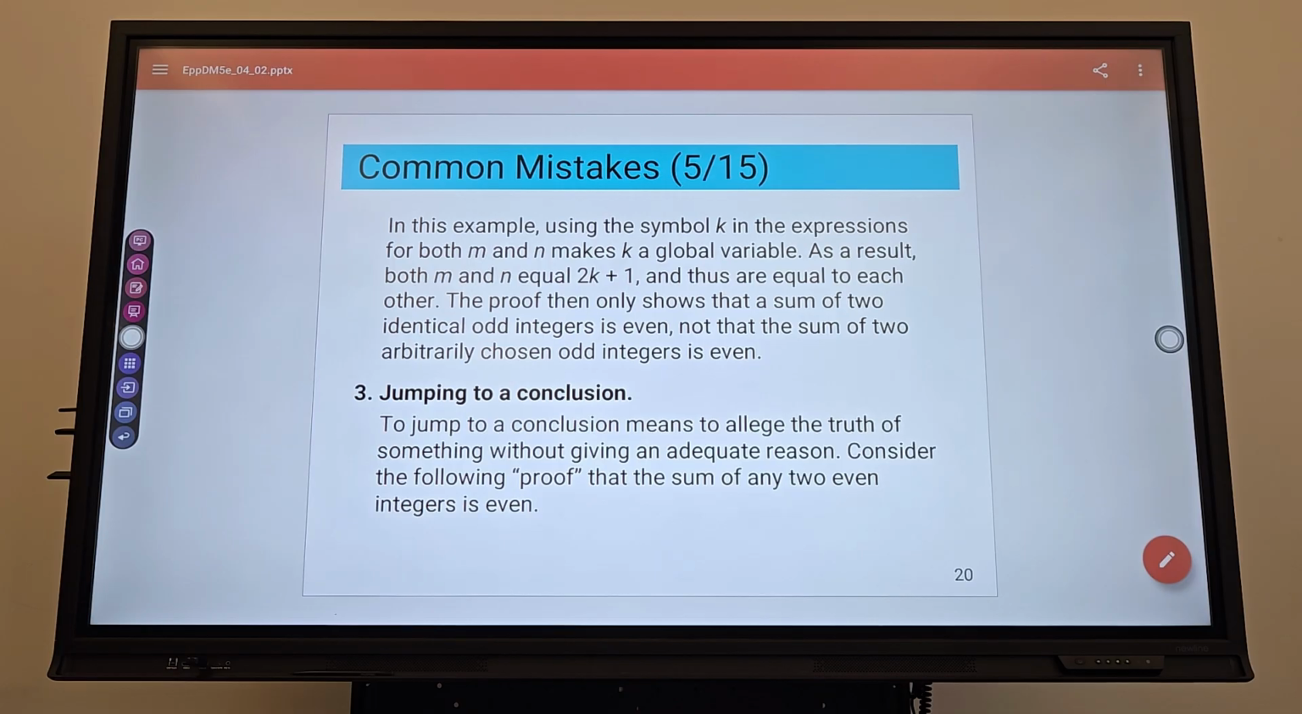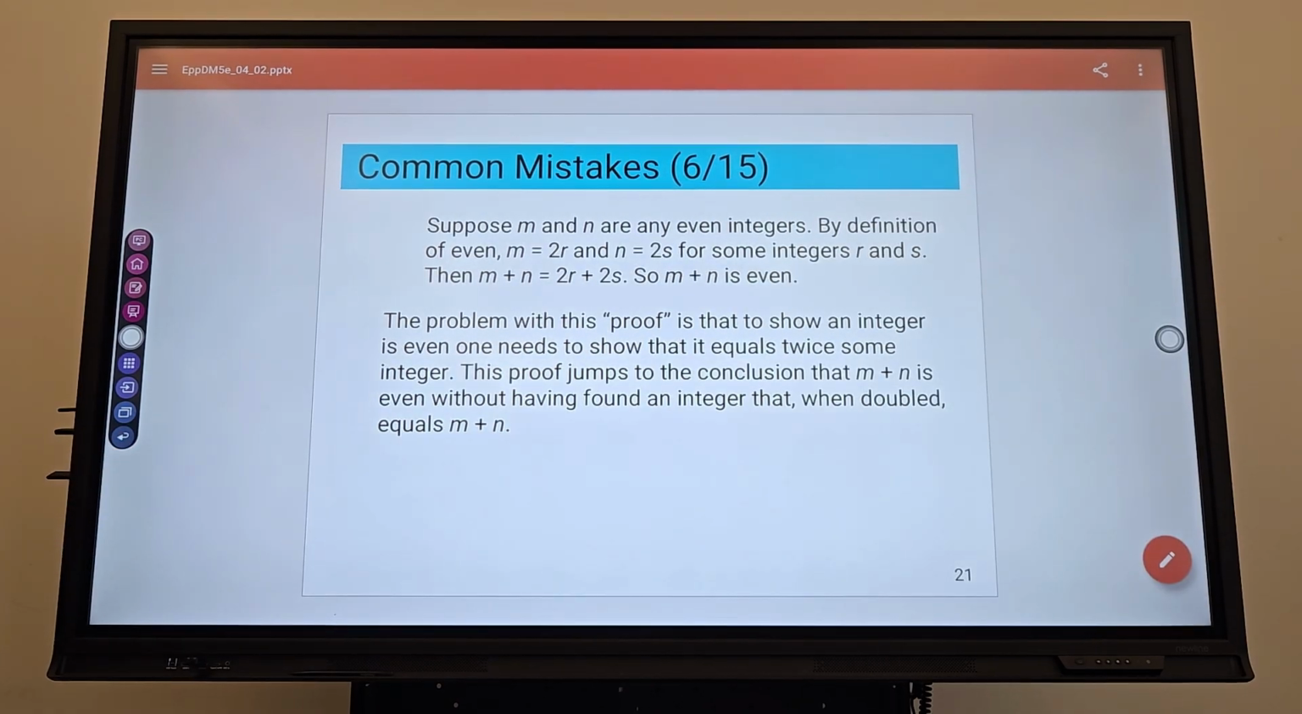Another mistake, jumping to a conclusion. This means to allege the truth of something without giving an adequate reason. Consider, suppose m and n are any even integers. By definition of even, m equals 2r and n equals 2s, for some integers r and s. Then m plus n equals 2r plus 2s, so m plus n is even. Skipped a few steps. Didn't show convincing arguments that the result is in fact true.